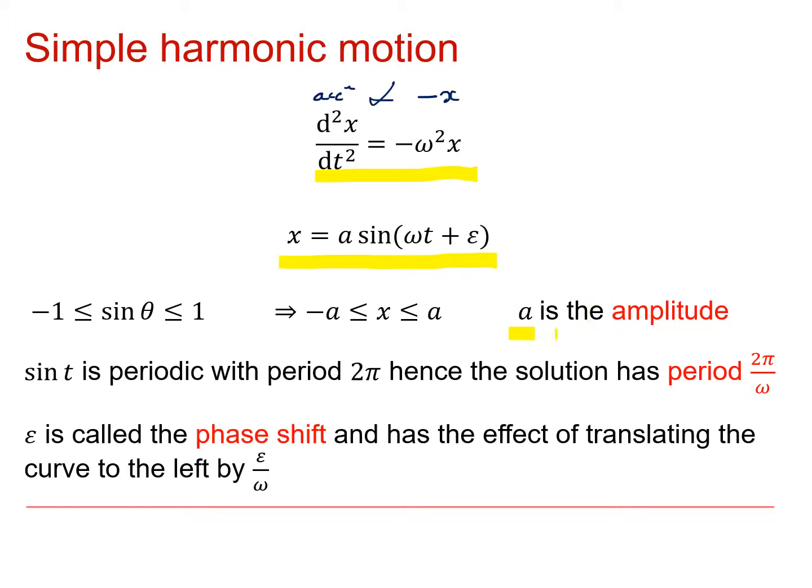A is the amplitude of the motion. It affects the height of the wave. Sine t is periodic with period 2 pi, so it has a period of 2 pi over omega. Epsilon is called the phase shift, and it's the amount by which the wave has been translated either left or right. If epsilon is positive, then the wave has been translated left by epsilon over omega.